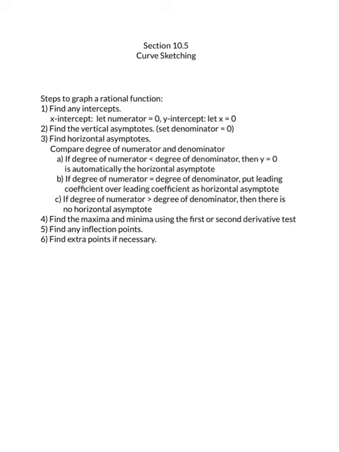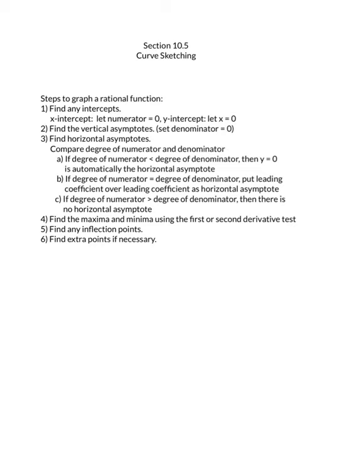Then you're going to find your vertical asymptotes. These occur where the denominator equals 0. Then you're going to find horizontal asymptotes. To find horizontal asymptotes, you compare the degree of the numerator and the denominator. The degree is the highest power of x that shows in each place.